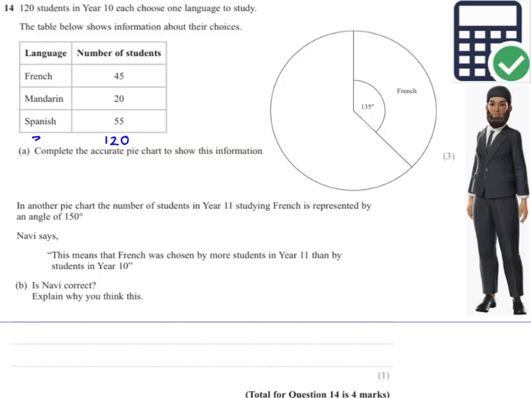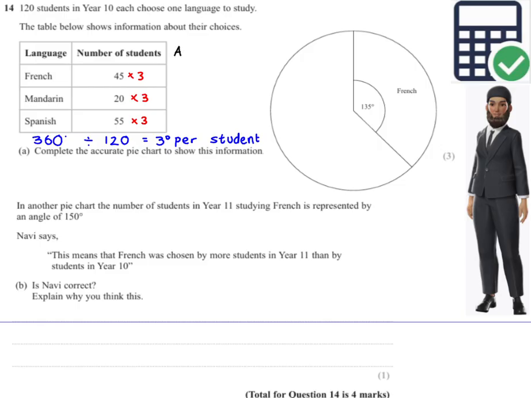Well, the angles around a circle sum to 360 degrees. 360 divided by 120 is equal to 3 degrees per student. 3 degrees per student. So that's what we're going to write down over here. And if that is the case, then we are going to multiply each one of these by 3. So let's times this one by 3, let's times this one by 3, and let's times this one by 3. And then we should get the angles over here.